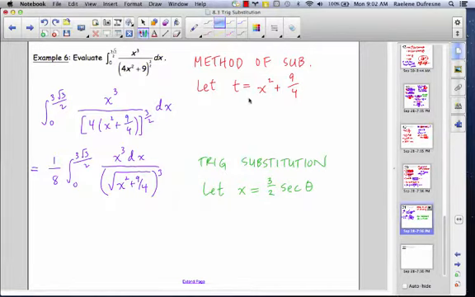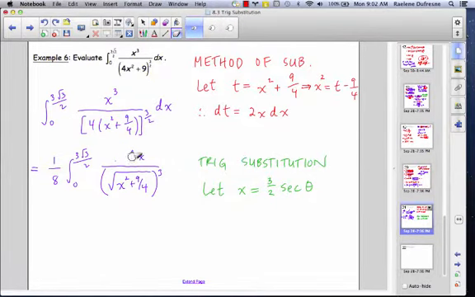Okay, if we were to let t equal x squared plus 9 over 4, then we would have certainly that x squared is equal to t minus 9 over 4, and we would also have that dt is equal to 2x dx. And we need x dx, and then this becomes x squared times x dx. Let me just write that, pulling it apart. X squared times x dx. So we certainly have the x dx here, and we have the value for x squared is t minus 9 over 4.